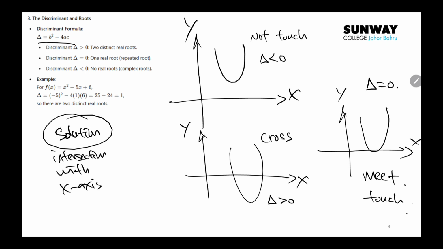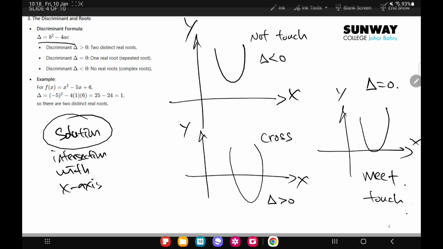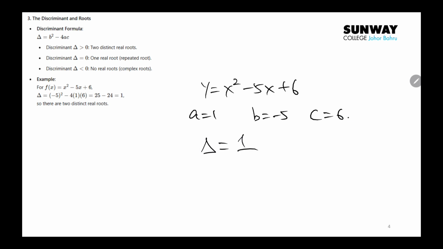A quick example is also demonstrated on this page. You can see that when y equals x squared minus 5x plus 6, a equals 1, b equals negative 5, c equals 6, you will be able to determine its discriminant, and it is already given that the discriminant equals 1. Therefore you will come to the conclusion that there are two real roots, two real solutions. Roots means solutions. Moving on to the next page.